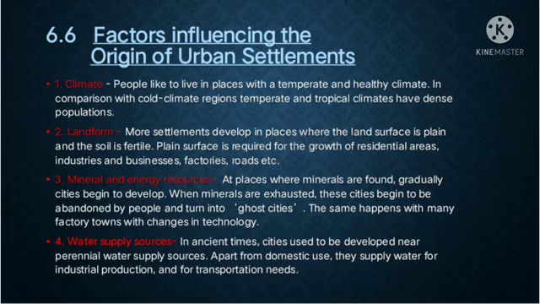Third, mineral and energy resources. At places where minerals are found, gradually cities began to develop. When minerals are exhausted, these cities began to be abandoned by people and turn into ghost cities. The same happens with many factory towns with change in technology. Fourth, water supply sources. In ancient times, cities used to be developed near perennial water supply sources. Apart from domestic use, they supply water for industrial production and for transportation needs.